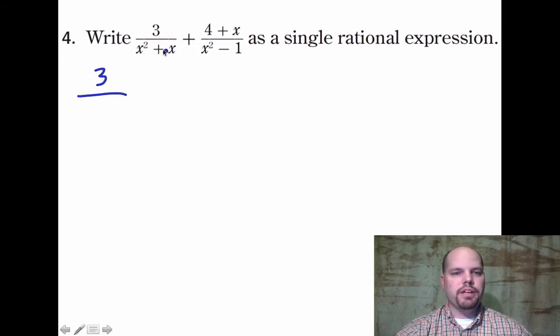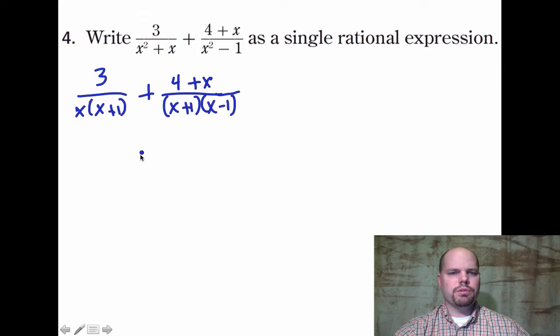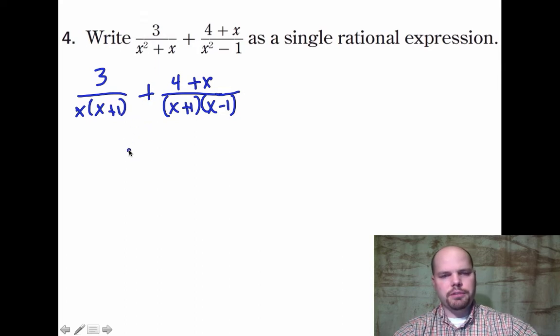Now the factor at the bottom, they only have an x in common, so it's going to be x times the quantity x plus 1. That would be factored there. And 4 plus x over, this is a difference of squares, so that's going to be the quantity x plus 1 times the quantity x minus 1. I hope you would see that as quick as I did if you've had enough practice with that by now.